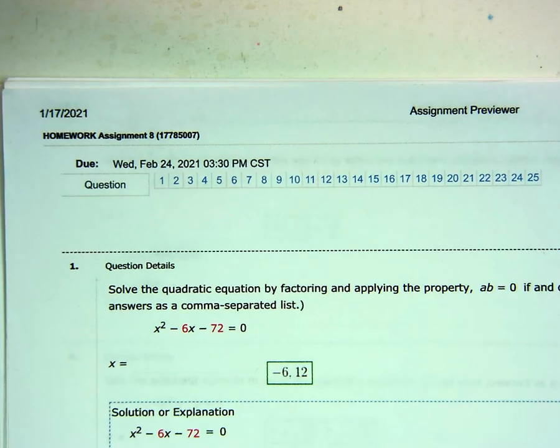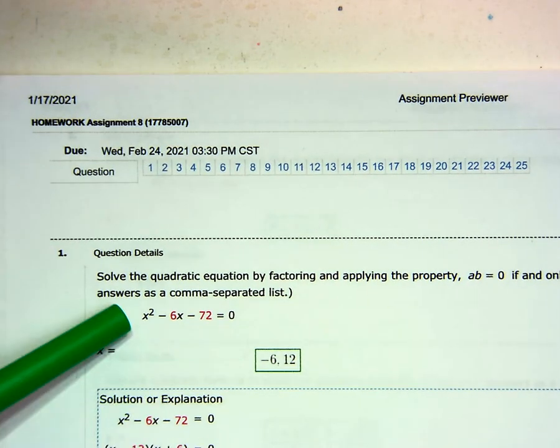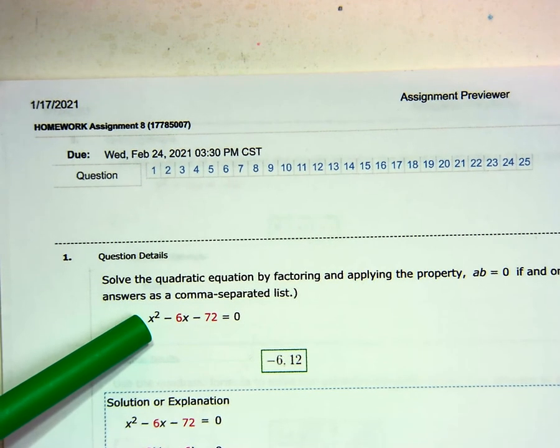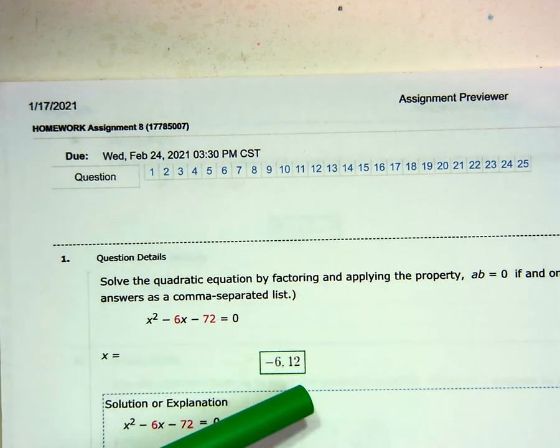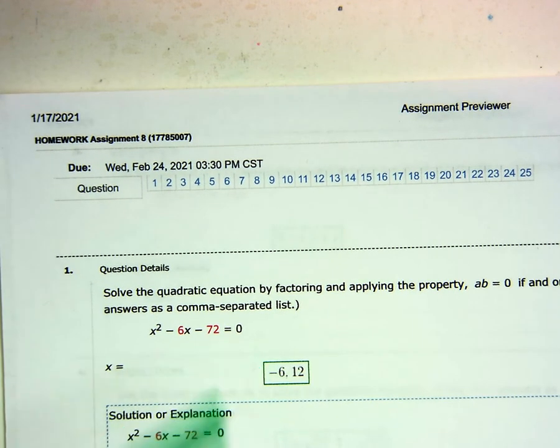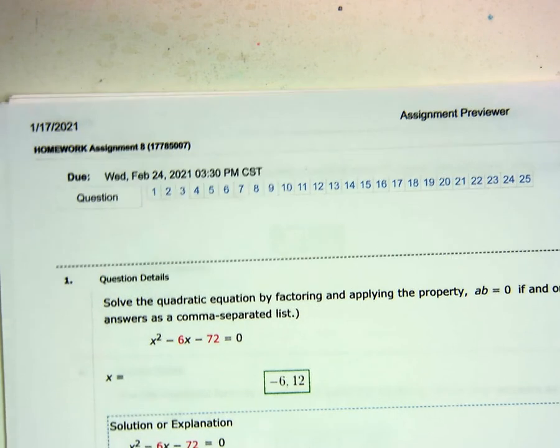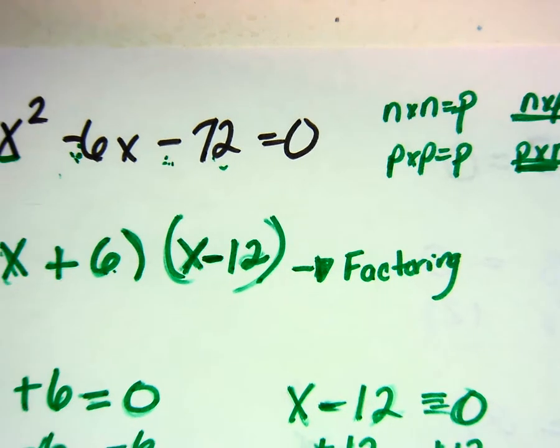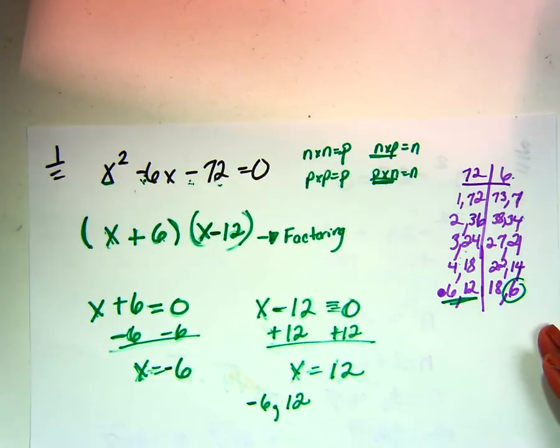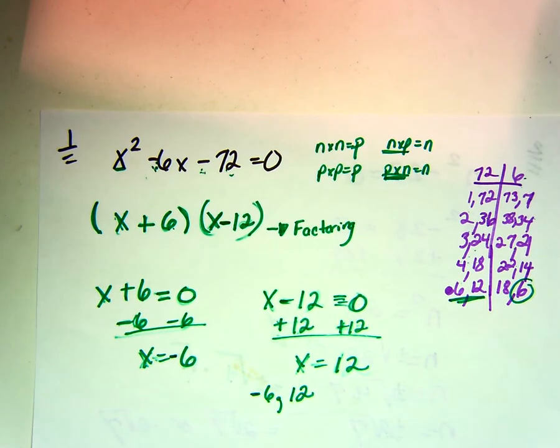and you can see that the quadratic equation itself is x squared minus 6x minus 72, and your answer is negative 6 and 12. So what I'm going to do now is change out the slide per se and show you how I work this out. So once again, my apologies, it's going to be quite a bit of zooming in and zooming out.